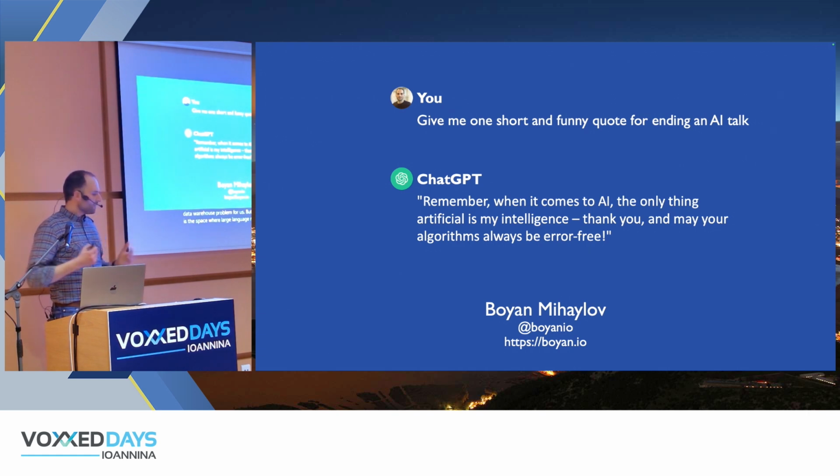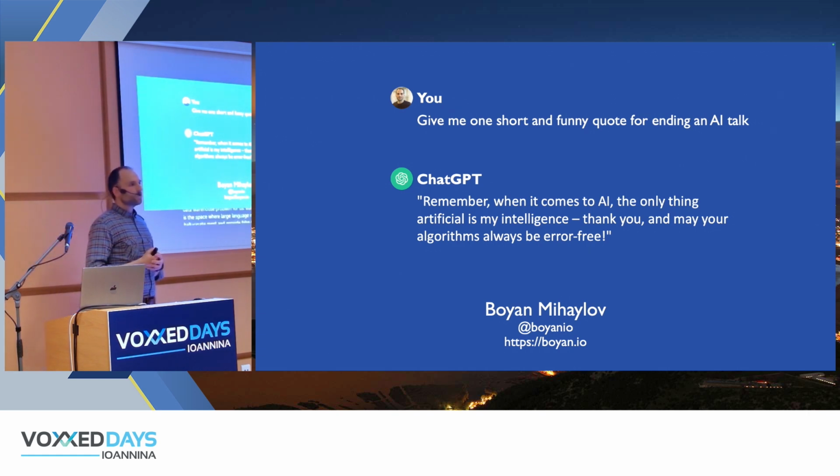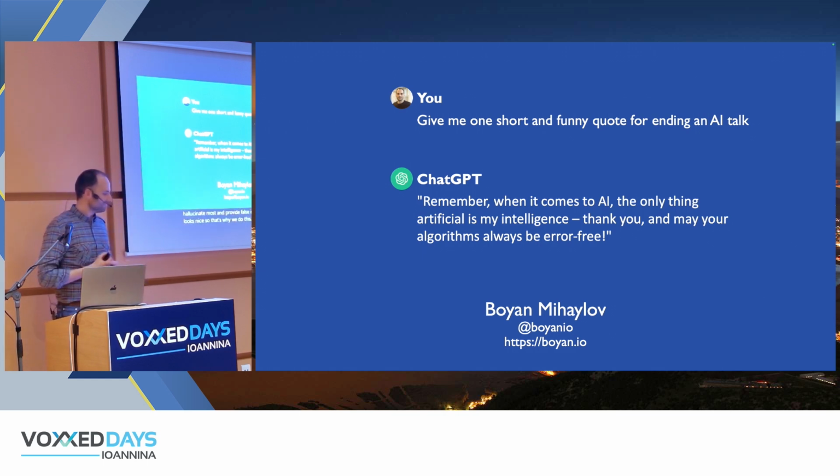And, yeah, I didn't know how to end this talk, so I just asked ChatGPT about this one, and this is what I got. When it comes to AI, the only thing artificial is my intelligence, or ChatGPT's in that case. I would say thank you, and may your algorithms always come error-free.